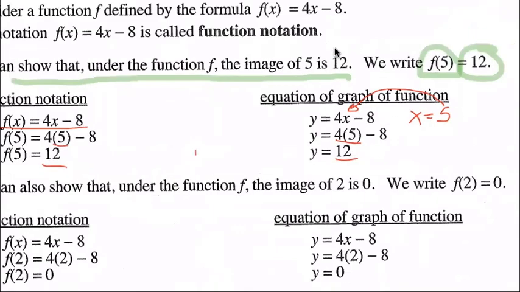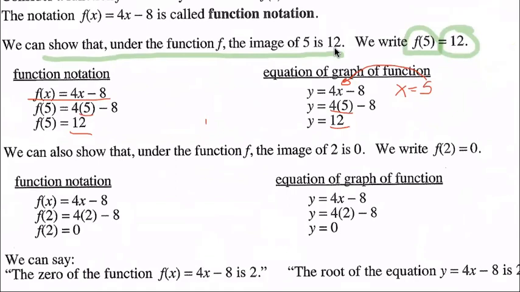And you can work that backwards too. We can also show that under the function f, the image of 2 is 0, right? f of 2 is equal to 0. So we substitute 2 into the function and calculate to get 0. We could substitute 2 into the equation, calculate, and get 0. It means the same thing. It's the same idea.